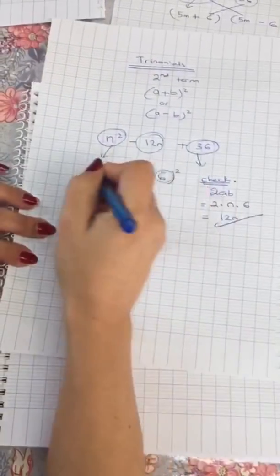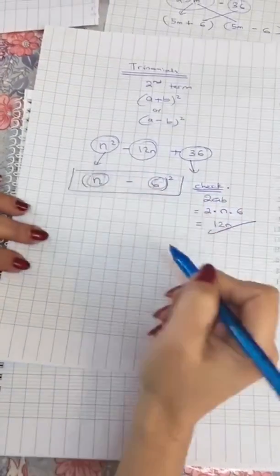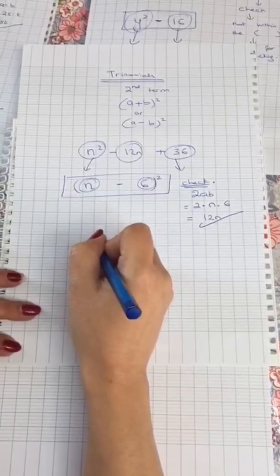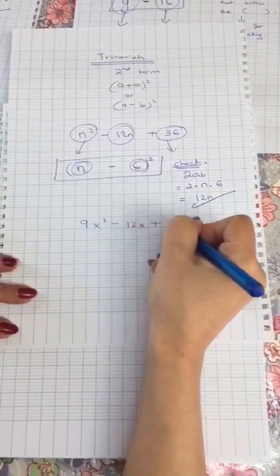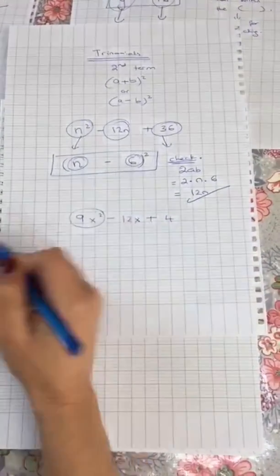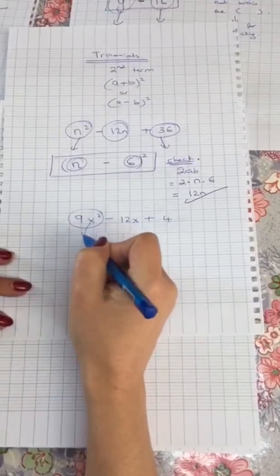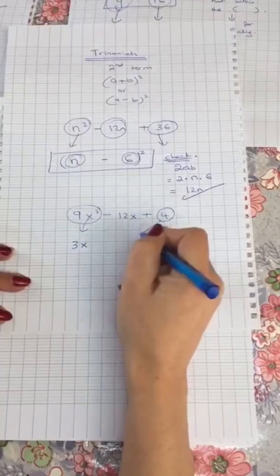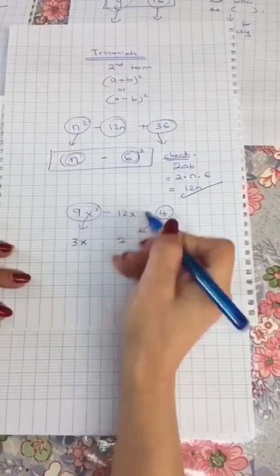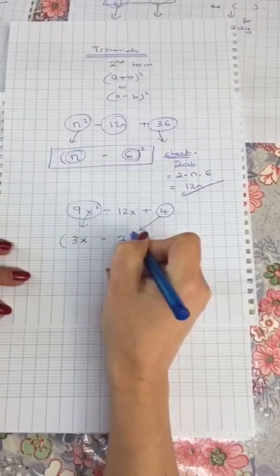So this is my answer: n minus 6 to the second power. My second example is 9x² minus 12x plus 4. Can I change 9x² into the radical of it? Yes, I can, which is 3x. What's the radical of 4? It's 2. A minus and a plus give me a minus, and this is to the second power.